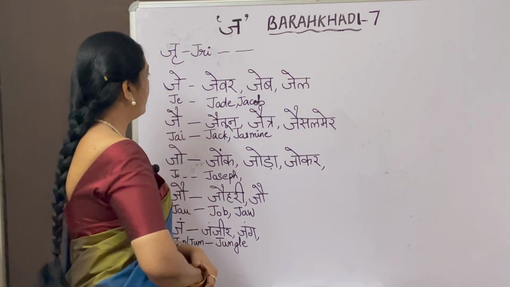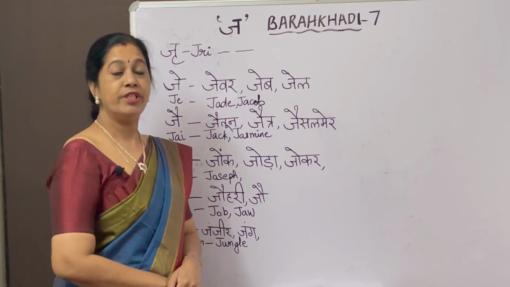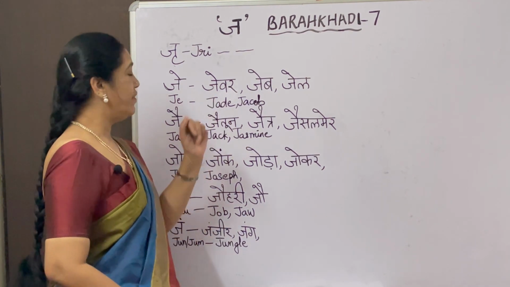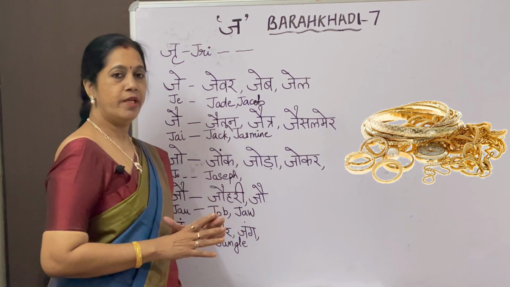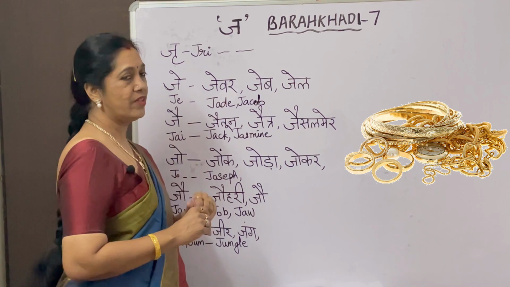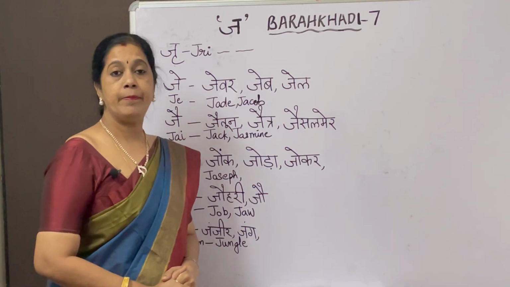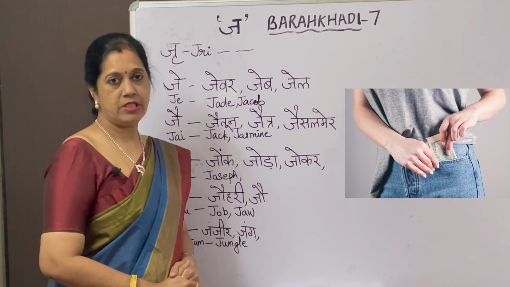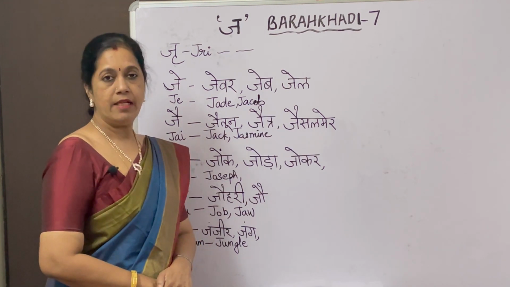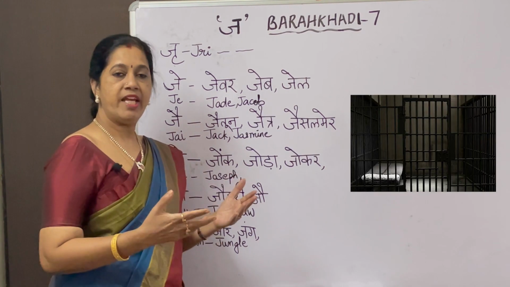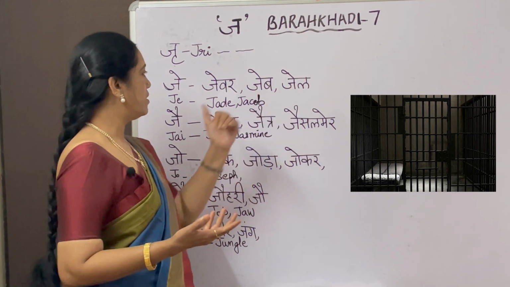Now, the first word I've given here is Javar. Actually, again, I would like to tell you, it is a Urdu word, Zevar. Javar, jewelry is Javar, but the actual word is Urdu word Zevar. Here I've given in Hindi, Javar, jewelry. The next one, Jab. Jab is pocket. Next, jail. Jail means J-A-I-L. In English also we say jail. Jail, prison, that is jail.